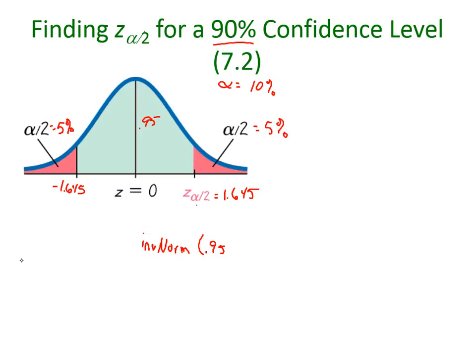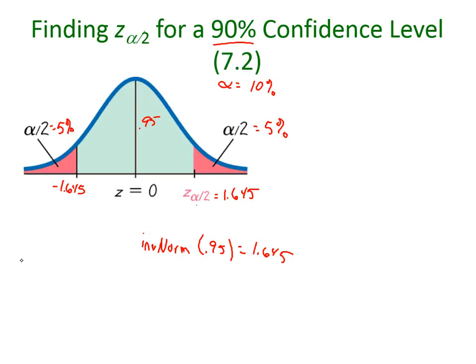Do I need to put in the mean and the standard deviation? No, because this is your standard normal. We're still sticking with the mean of 0, the standard deviation of 1. And so we could have done that, and you should get the 1.645 as your critical value.